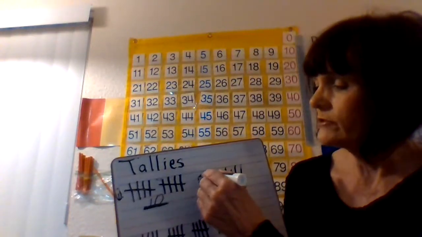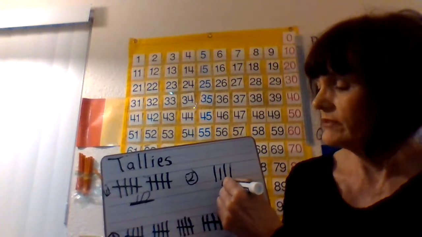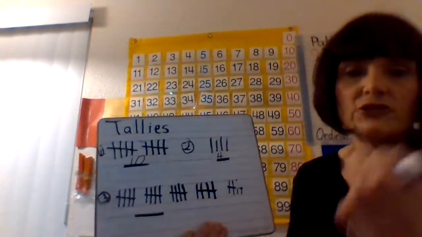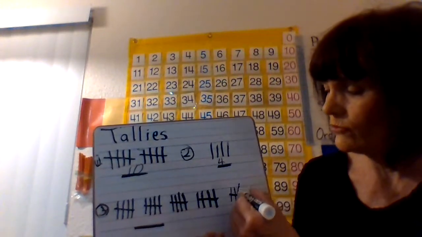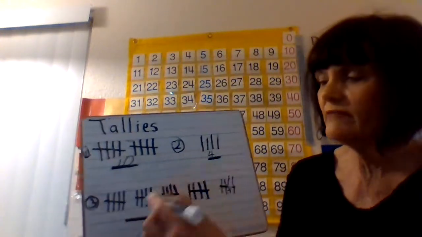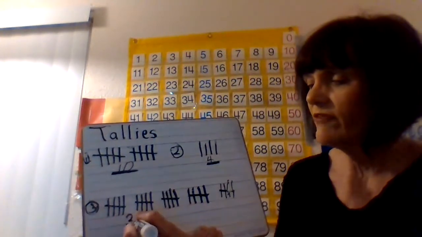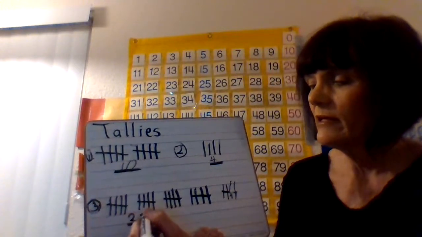Now let's see number 2 here. 1, 2, 3, 4. Down, slide, cut it in half for 4. Let's count these. I can just count groups of 5 right here. Ooh, I erased those. Ready? 5, 10, 15, 20, 25 tallies. 2 with a 5 beside it.